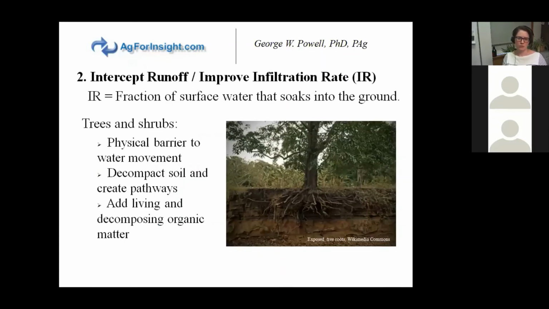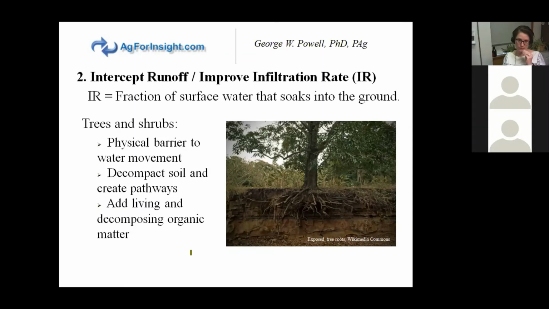Trees and shrubs have a very strong impact on intercepting runoff and improving the infiltration of surface water into the soil horizon. So IR, that's the interception infiltration rate, is the fraction of surface water that soaks into the ground. And trees and shrubs work on various levels. So they provide a physical barrier to water movement at the surface. Water moving along encounters surface roots and stems. It slows it or stops it, causes the water to pool, allowing it more time to soak in.